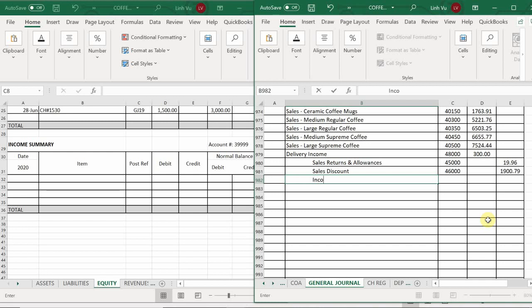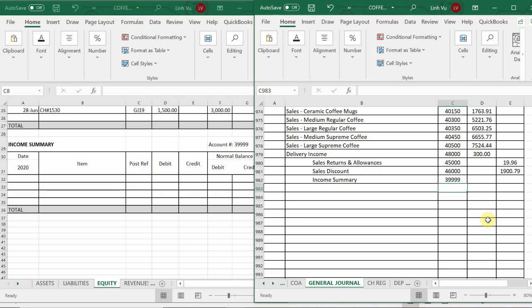So income summary, all right, which is account number 19999. Oh wait, that's not right. That should be 39999. Okay, so 39999. Okay.